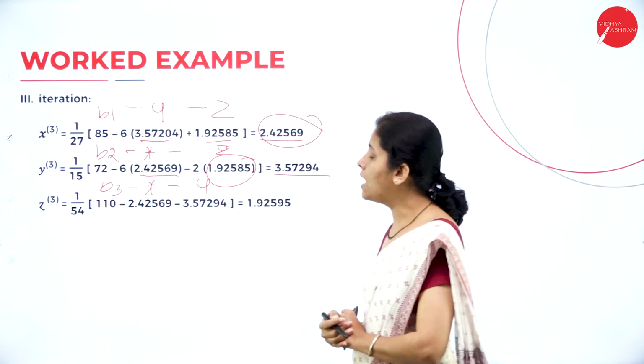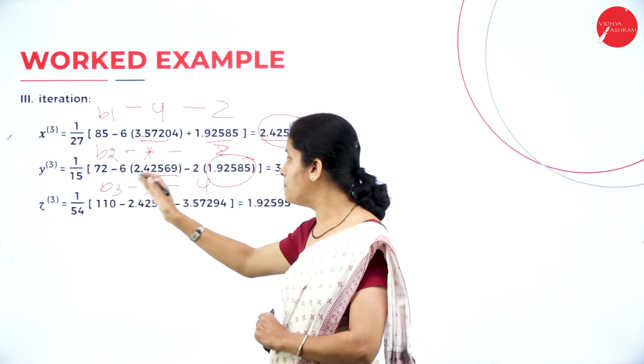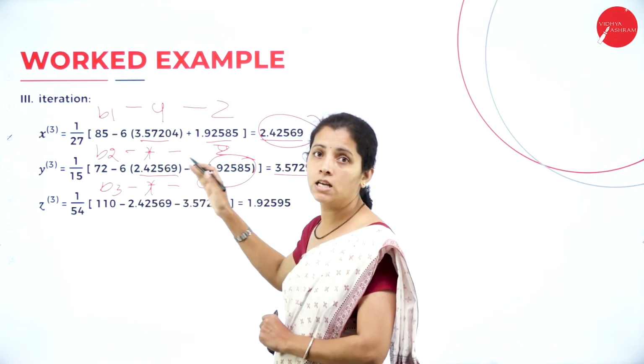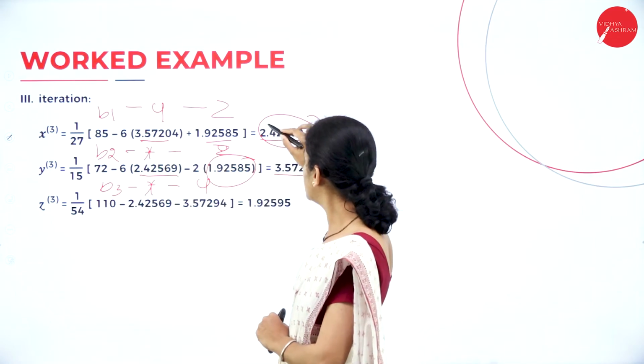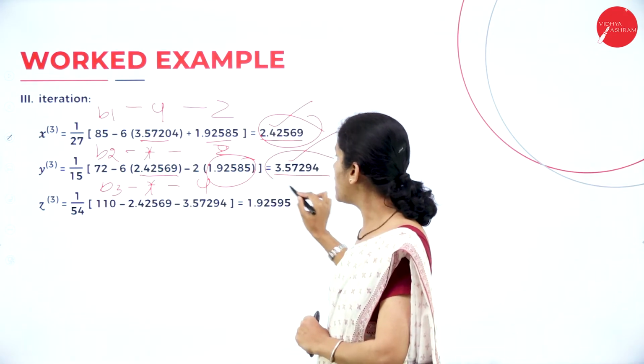Now, to find z, I have b3 minus x minus y. So, here I'm going to consider the present x value and the present y value.